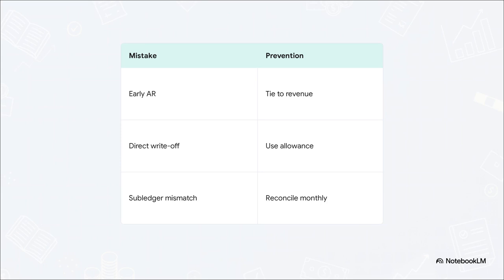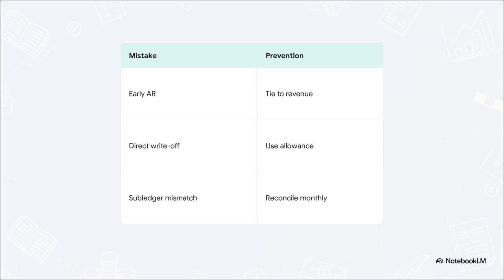Check out the first row, recording a receivable before goods are shipped or a service is actually delivered. Why does this happen? Usually an eager team raises an invoice early and just books it when the document is created, rather than waiting for actual delivery. To prevent this, you have to tie that entry date directly to the revenue recognition date. You only record AR when control actually transfers to the customer.